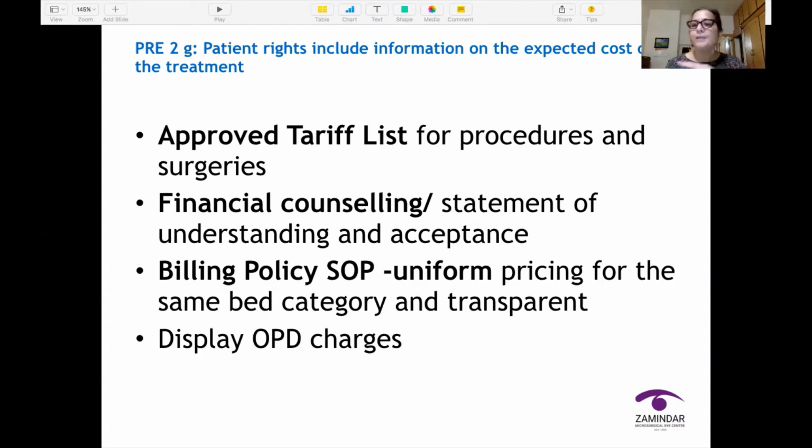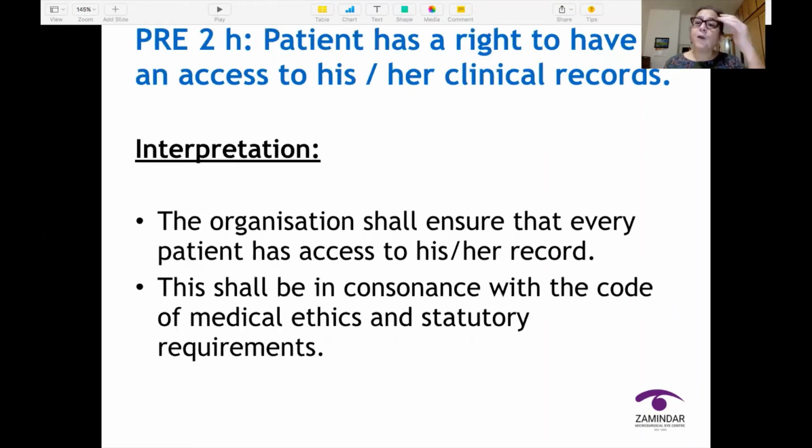So your billing policy, of course, should be uniform, with uniform pricing for the same bed category, and it should be transparent. Now, displaying OPD charges is something which your Clinical Establishment Act might also ask for. So if they do ask you, please do that.